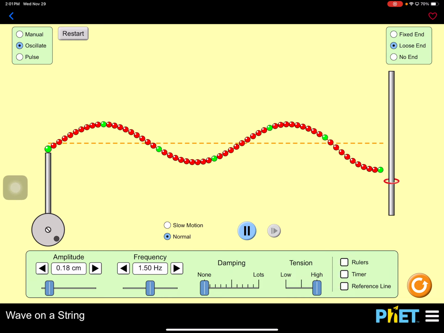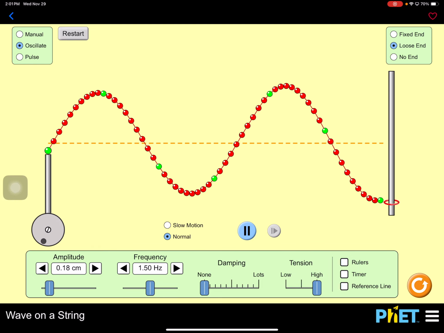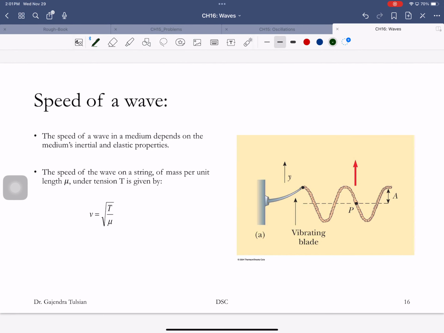And you can't make it heavier, okay? So that's what this formula tells you, okay? The velocity of a wave on a string depends on the tension in the string and the mass per unit length of the string. Okay, so the heavier the string, the lower the velocity.